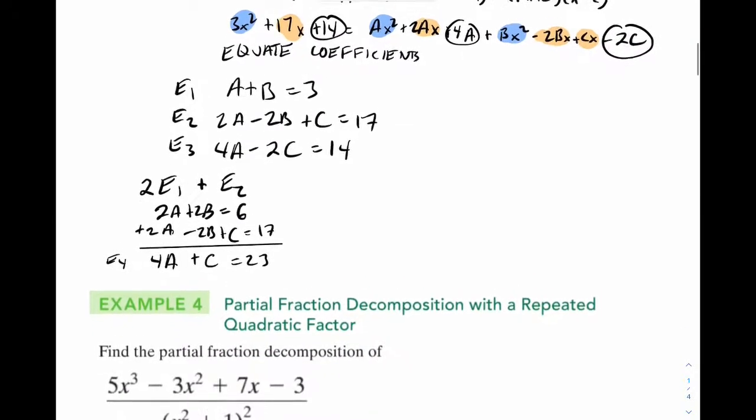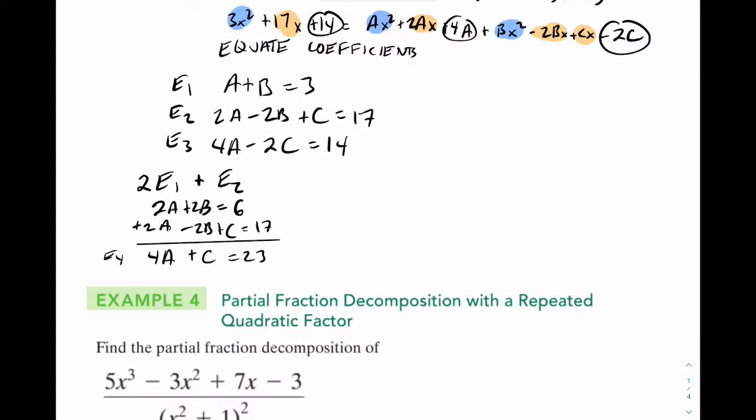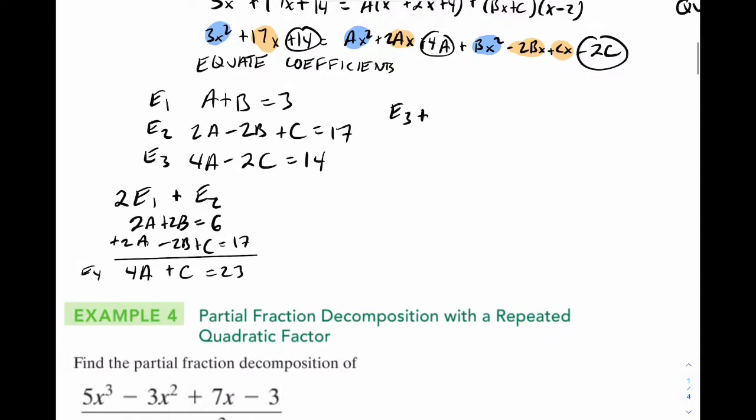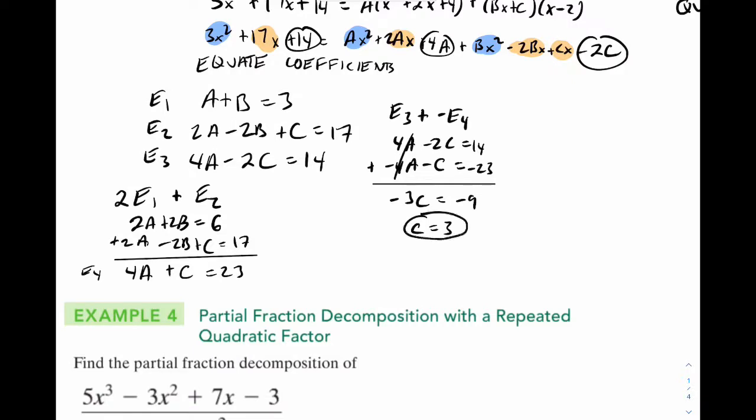And now look at this. I have something pretty nice. Equation 4 and equation 3 work really nicely. I can just say equation 3 plus the negation of equation 4. So let's rewrite equation 3. The negation of equation 4 is negative 4A minus C is negative 23. Now we get negative 3C, that's equal to negative 9. So C must be 3.